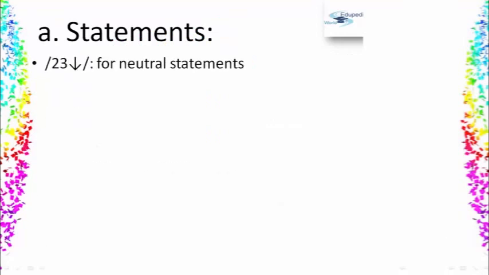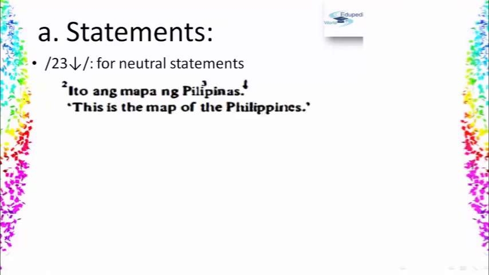First use, we have the statements. 2-3 down for neutral statements. Ito ang mapa ng Pilipinas. This is the map of the Philippines.